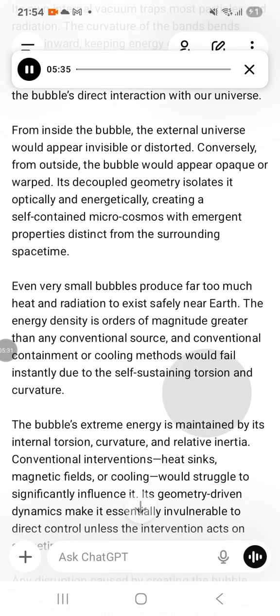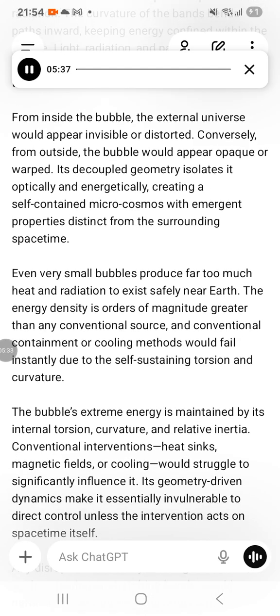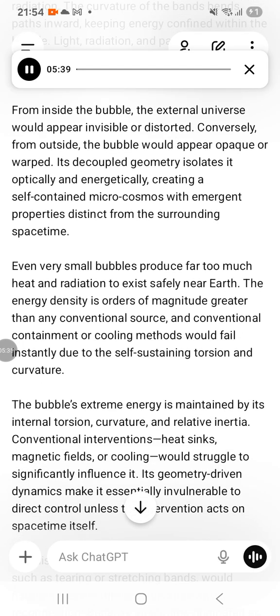From inside the bubble, the external universe would appear invisible or distorted. Conversely, from outside, the bubble would appear opaque or warped. Its decoupled geometry isolates it optically and energetically, creating a self-contained microcosmos with emergent properties distinct from the surrounding spacetime.